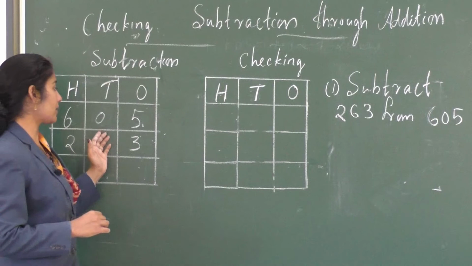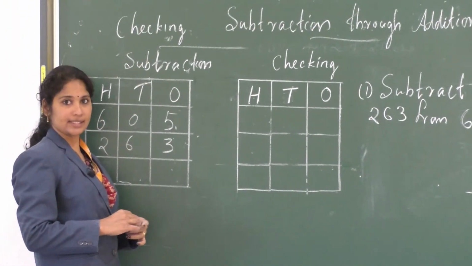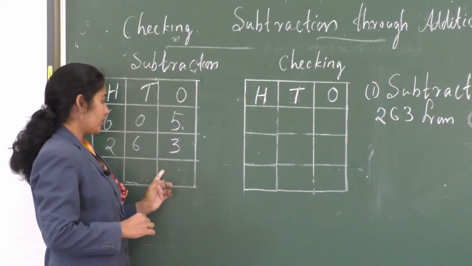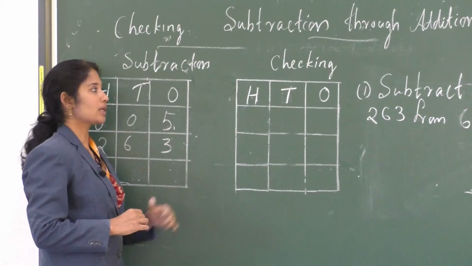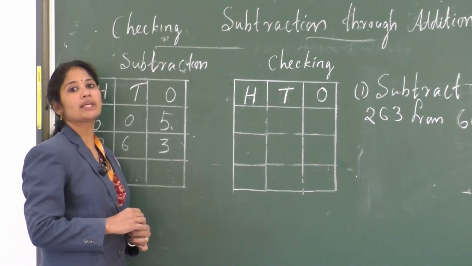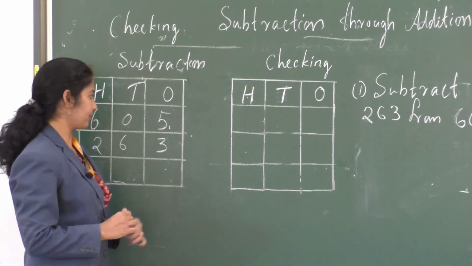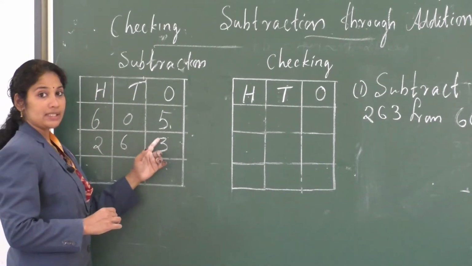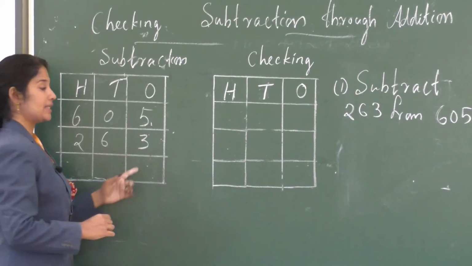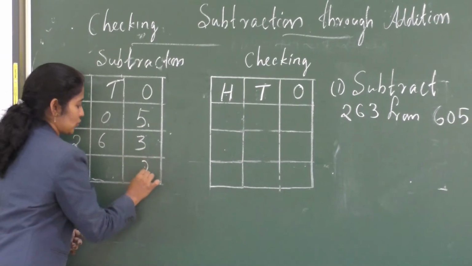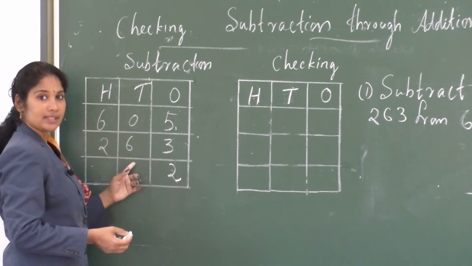Which is the smaller number here? Yes, 263 is the smaller number. Whatever difference we get, we have to add the smaller number, then we can check whether the answer is correct or not. Let's see. Here, which place do we have to subtract first? Yes, 5 minus 3, 2. Next, which place? 0 and 6.